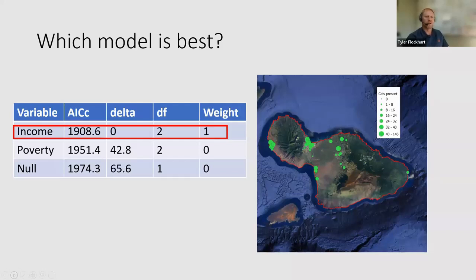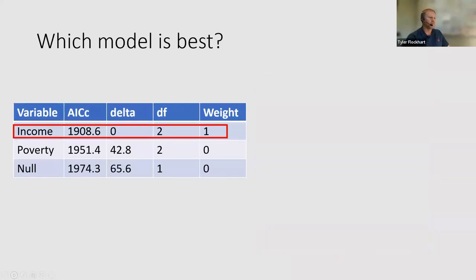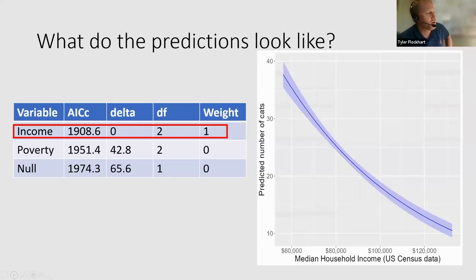But we need to be really cautious when we use these results and then extrapolate them or interpolate them across a geographic area. I want to give you an example of that using the data that we have here in Maui. So if we think about the best supported model, income, and then we plot the predicted number of cats that are counted across income, this is the relationship that we find.